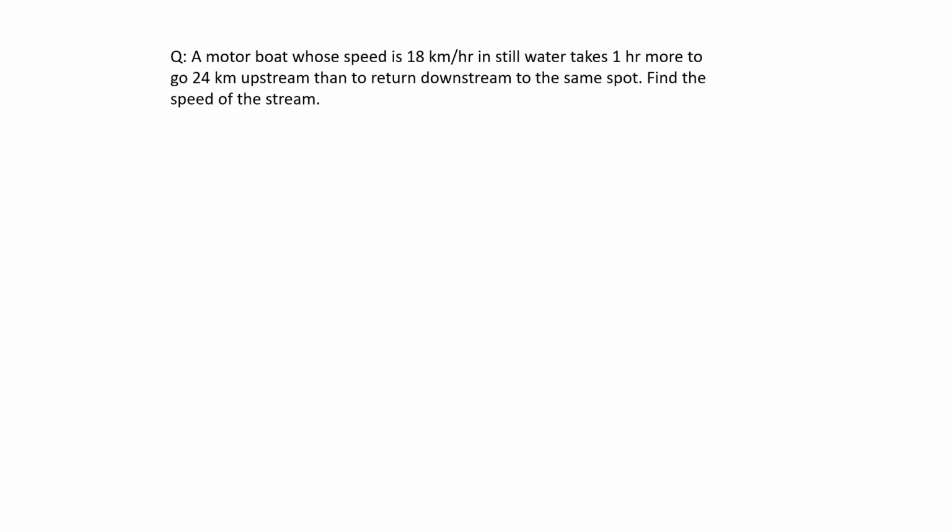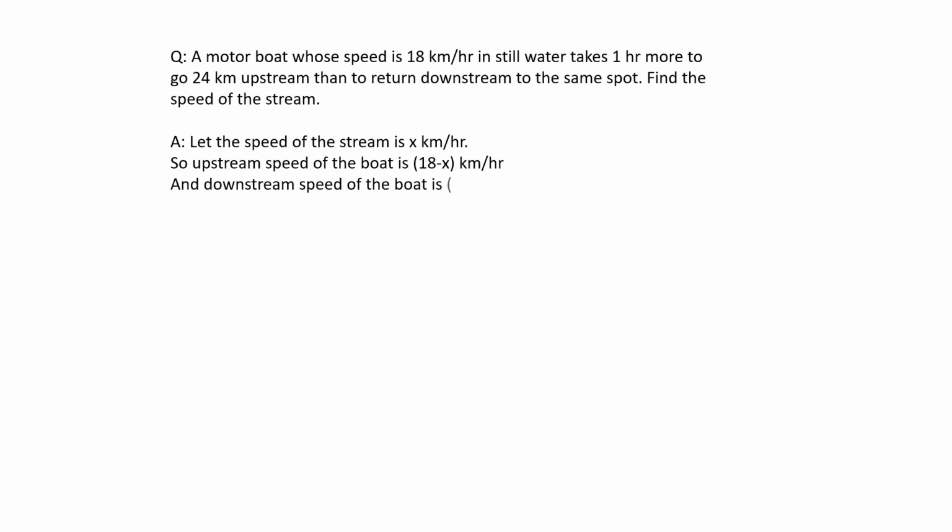A motorboat whose speed is 18 km per hour in still water takes 1 hour more to go 24 km upstream than to return downstream to the same spot. Find the speed of the stream. Let the speed of the stream be x km per hour. So the upstream speed of the boat is 18 minus x km per hour, and the downstream speed of the boat is 18 plus x km per hour.